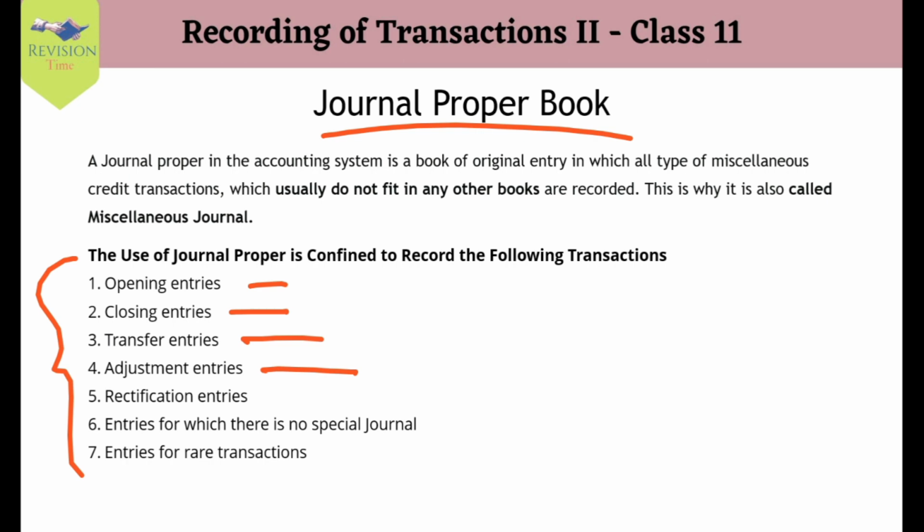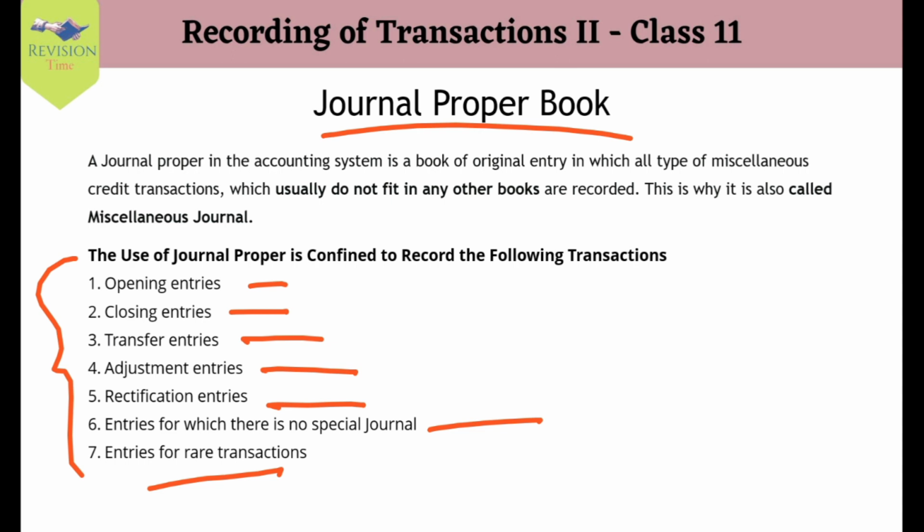Next, adjustment entries. There might be some adjustments which you have kept to record at the end of the accounting period, or at the moment of a particular transaction, to adjust with that transaction. All such adjusting entries are recorded in the Journal Proper. Next is rectification entries. Rectification entries means entries which had some errors or omissions. So you rectify them, and the correct entries are recorded in Journal Proper. Then entries for which there is no special journal, entries for rare transactions.